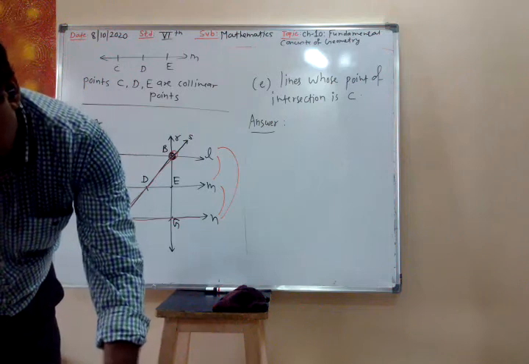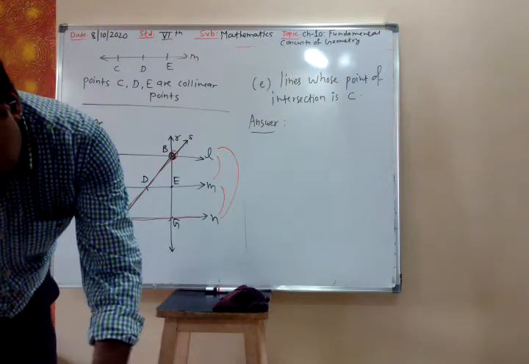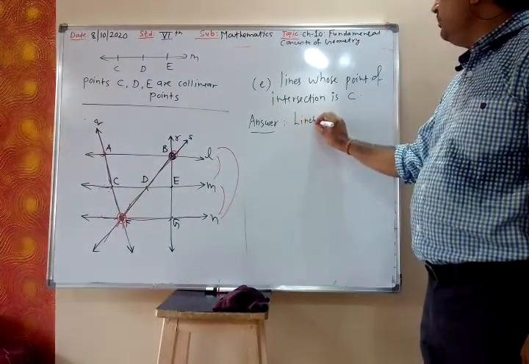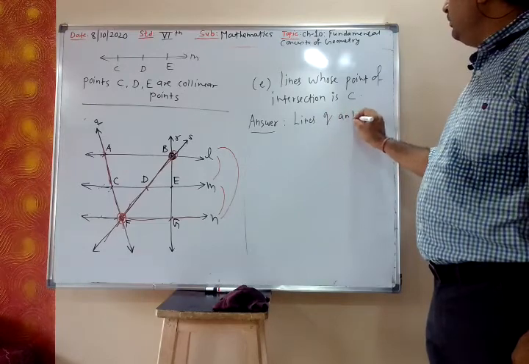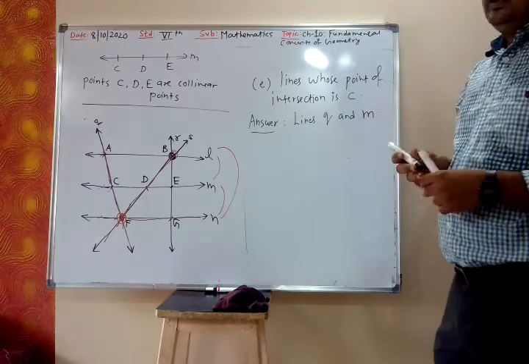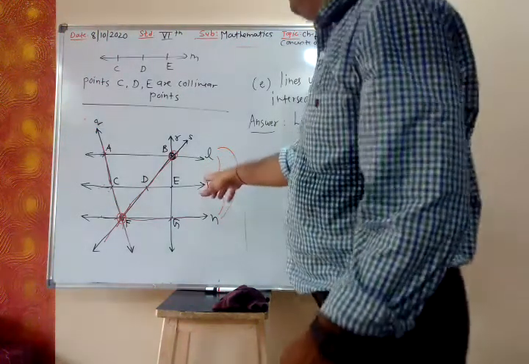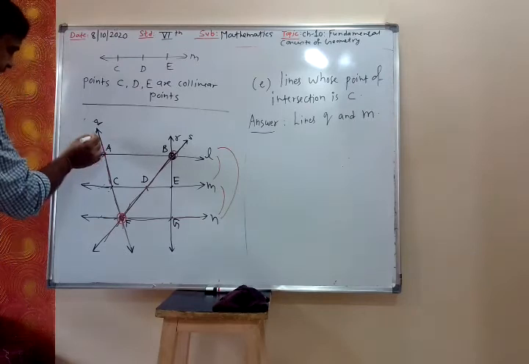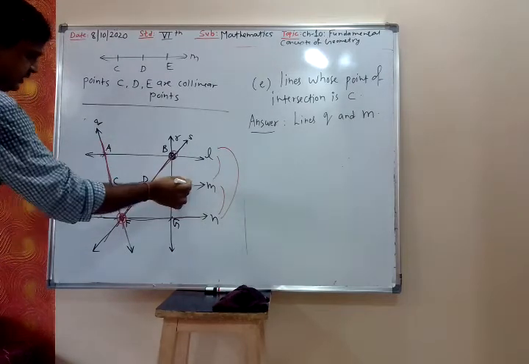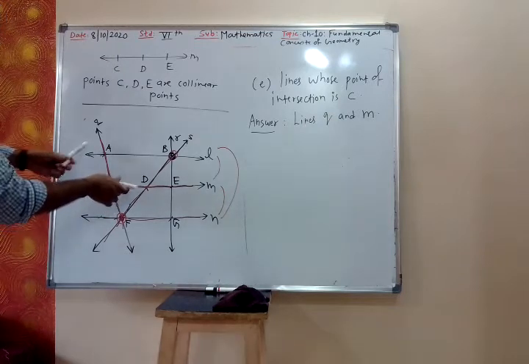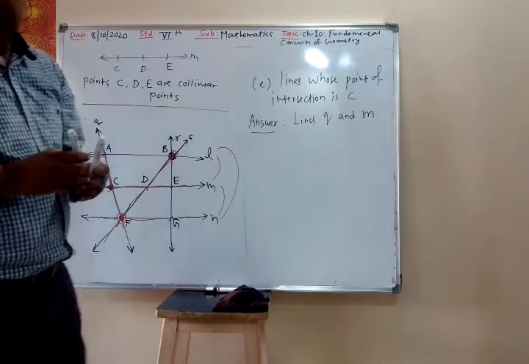Lines Q and M, write on this. Point C is the intersection point of line Q and line M. It is clear, right? See here, this is my line Q. This is my line M. They meet each other at point C. So C is the intersection of line Q and line M.